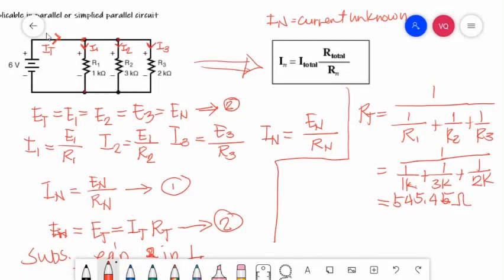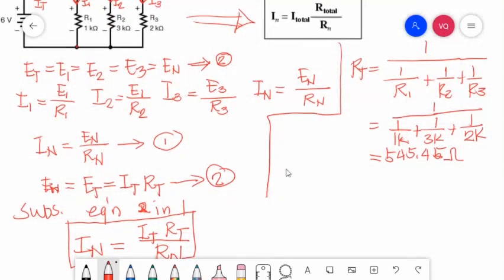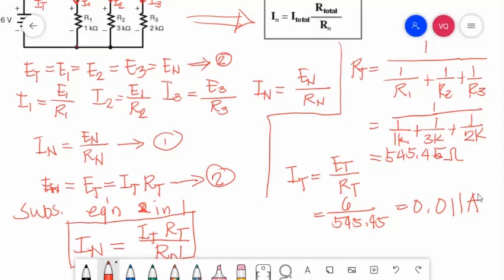Now, solving our total current. Total current is equal to total voltage divided by total resistance. We have 6 volts divided by 545.45. Total current is equal to 0.011 ampere.